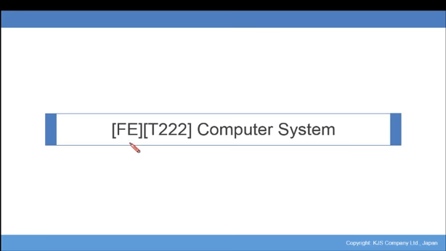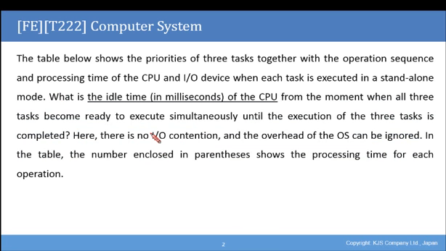This is Computer Systems T222. So in this question we're looking at idle times of CPUs when executing tasks. The table below shows the priorities of 3 tasks together with the operation sequence and the processing time of the CPU and I/O device when each task is executed in a standalone mode.